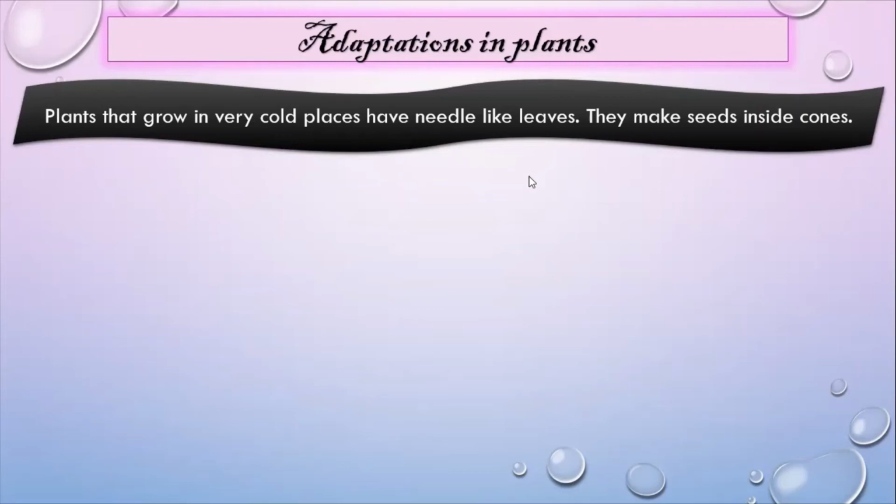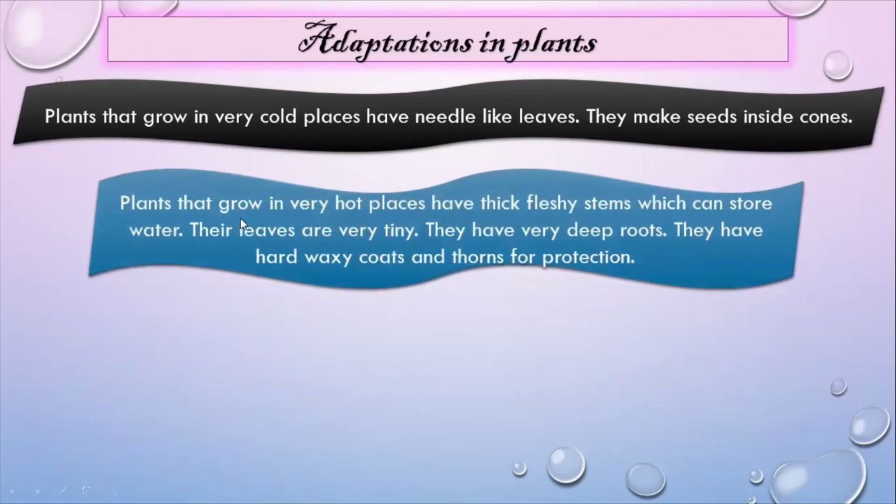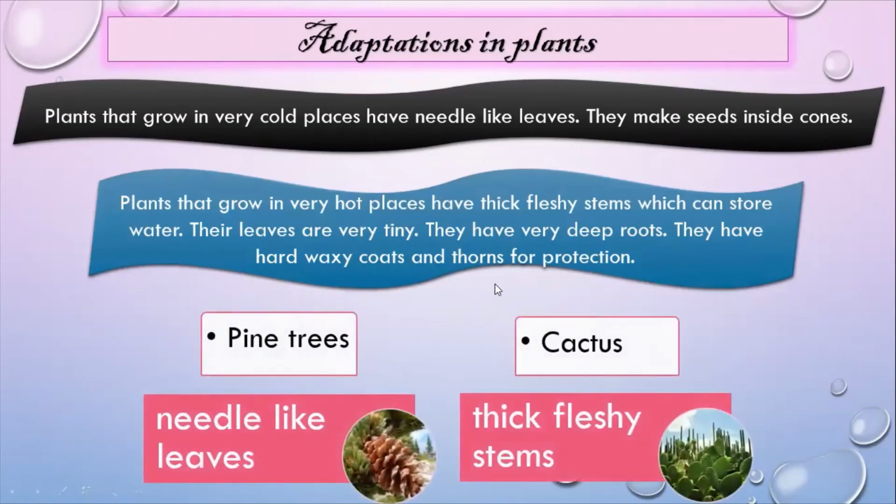They make seeds inside cones. Plants that grow in very hot places have thick fleshy stems which can store water. Their leaves are very tiny. They have very deep roots. They have hard, waxy coats and thorns for protection.